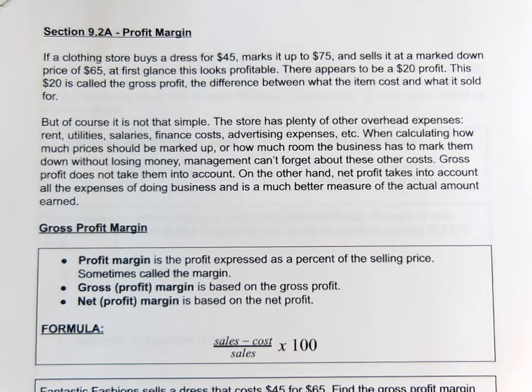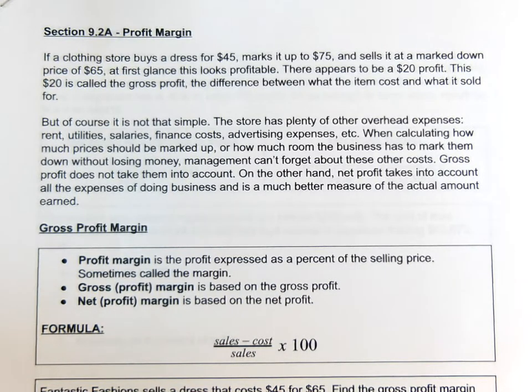I have it broken down into two different lessons because there's a lot of different parts that go along with it. So we are going to have lesson 9.2a and lesson 9.2b. So here we go with the first part. The first part is going to cover gross profit margin and net profit margin.